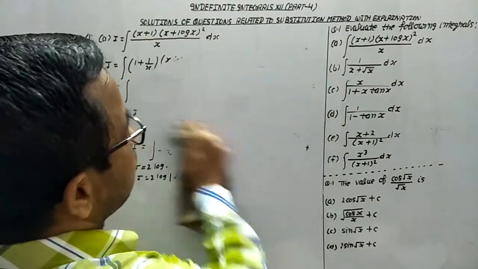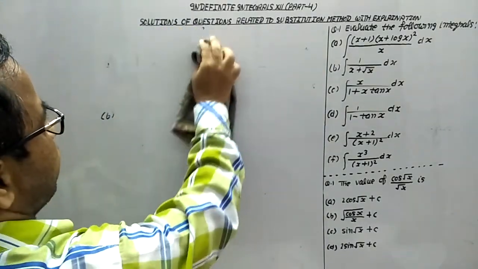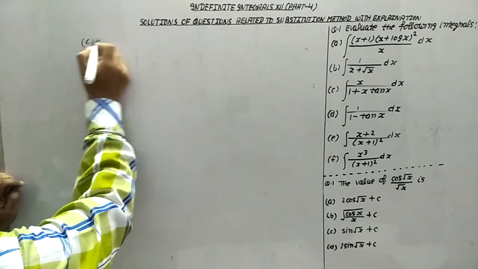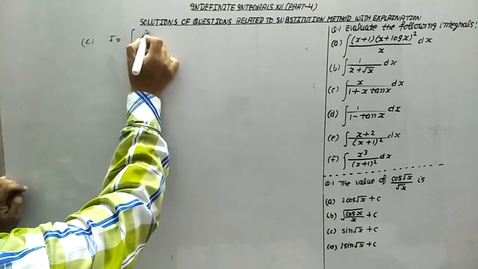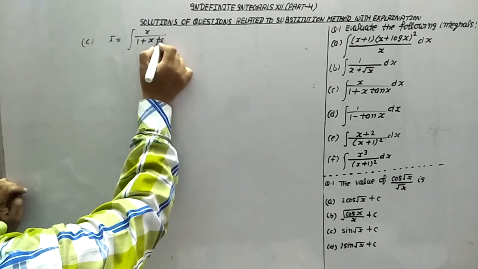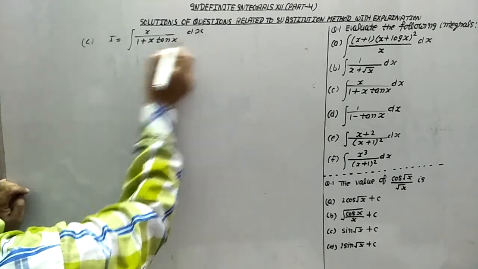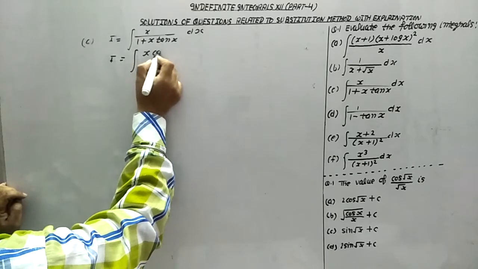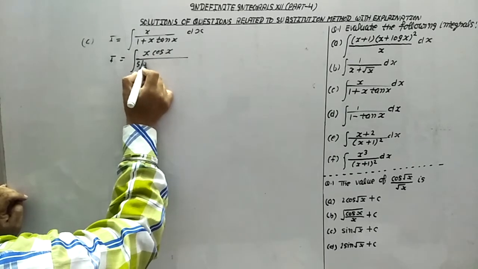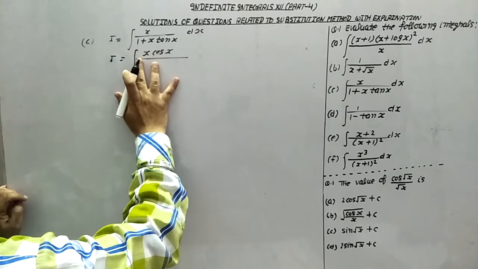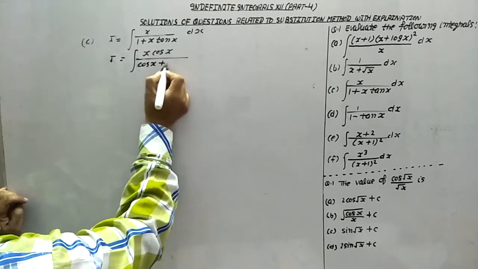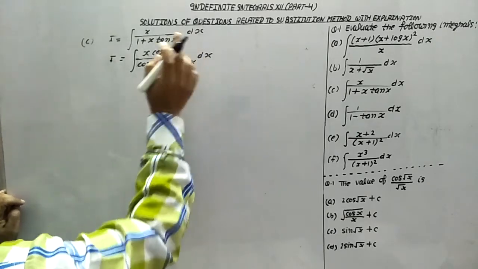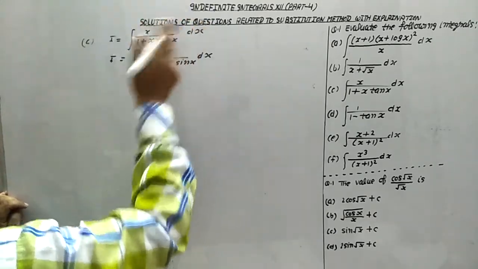Now look at the C part. In this C part, let us suppose I is the integration of x upon 1 plus x tan x dx. Now first of all we will break this tan x, and after taking the LCM, this becomes x cos x upon cos x plus x sin x. Now this is the part, because tan x means sin x upon cos x, we will take the LCM and then shift cos x to the numerator.